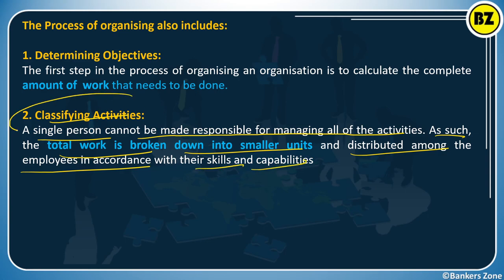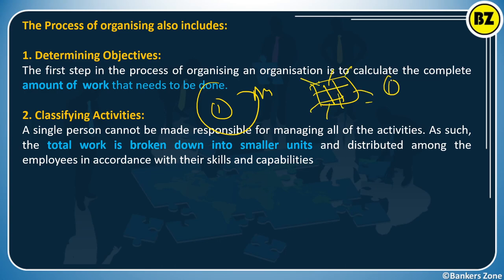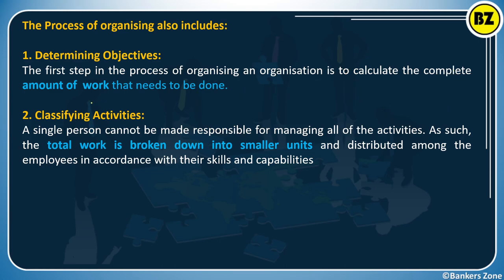So obviously you have to classify the activity. Means what? One person cannot do all work, right? So that big work must be divided into small groups, and that must be assigned to the individual or the group of people, depending on what? Depending on their capacity to do work, depending on their will to do work, right? Depending on their skill set to do it, right? So this is basically classifying the activity.